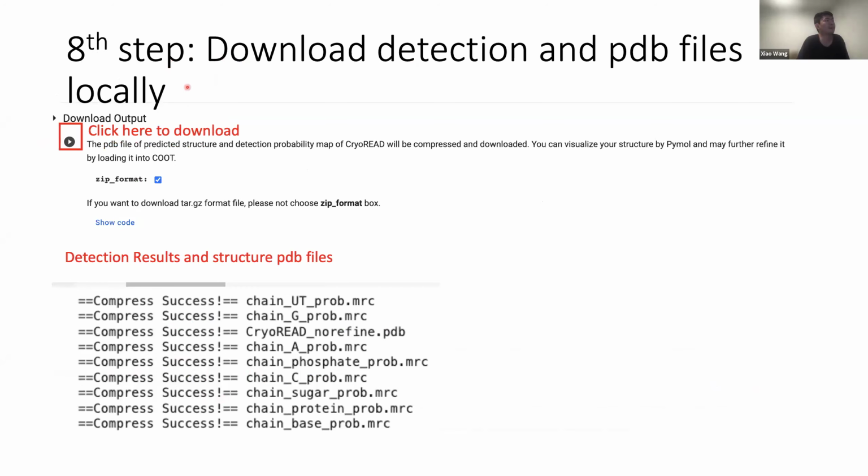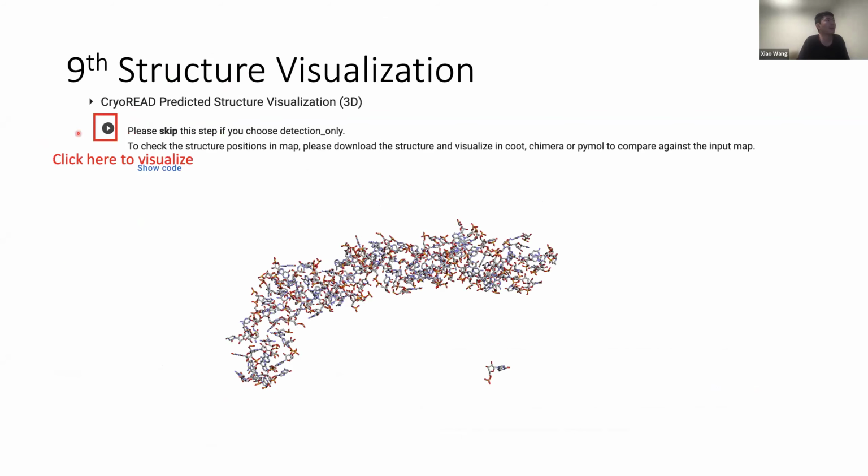And after all those steps, you can download the detection and PDB files locally by clicking the download output button here. You can also visualize the structures online. By clicking here, you can see the modeled atomic details of the DNA structure online.